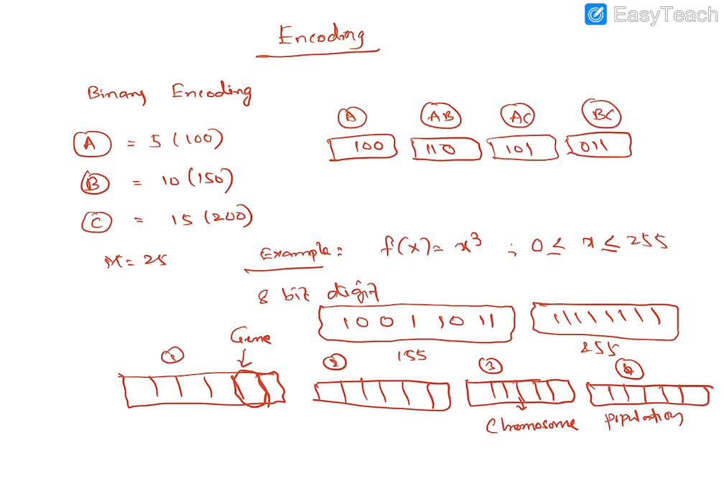Listen here. So we are going to observe the encoding. This is the encoding technique which is performed in genetic algorithm. Why are we going to perform this? Basically, what is the technique we are going to consider? The binary encoding process.